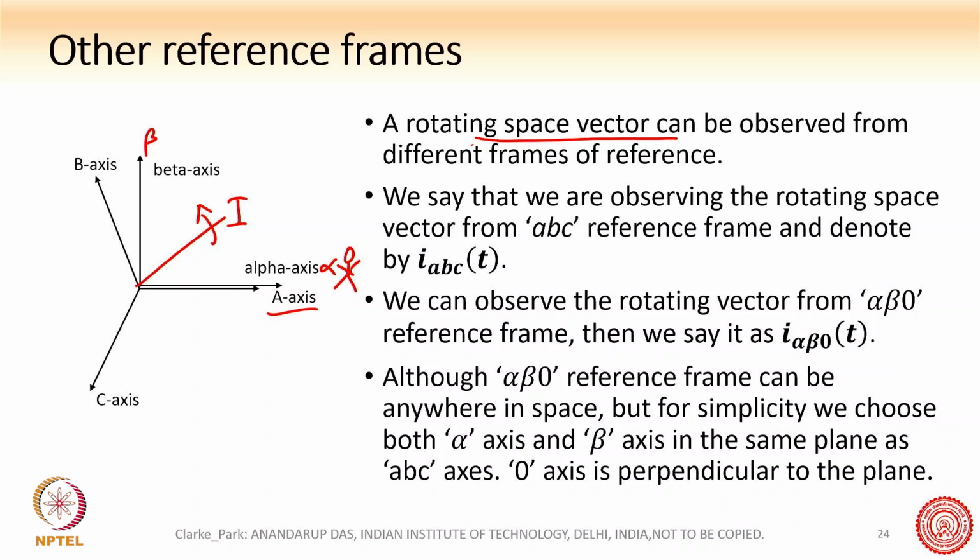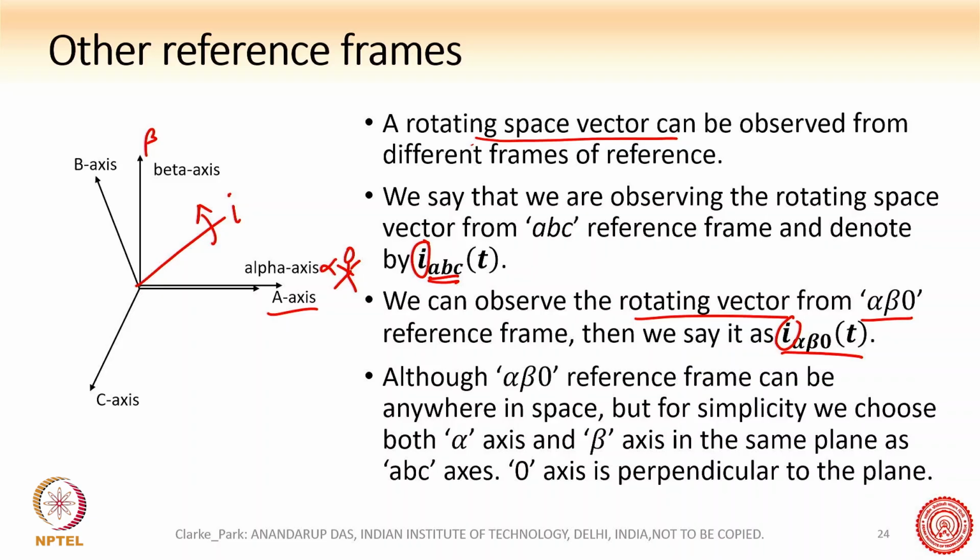Suppose we observe this current vector, this I, from the ABC reference frame, then we use the terminology I ABC of t. Suppose we observe the same rotating vector from the alpha beta 0 reference frame, then we say I alpha beta 0, again a function of time. Space vectors are always functions of time. So the same space vector I, when I observe from the ABC reference frame, we say I ABC. When I observe from alpha beta 0, I say I alpha beta 0.